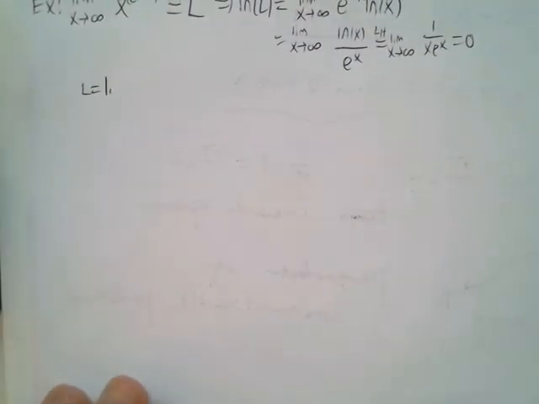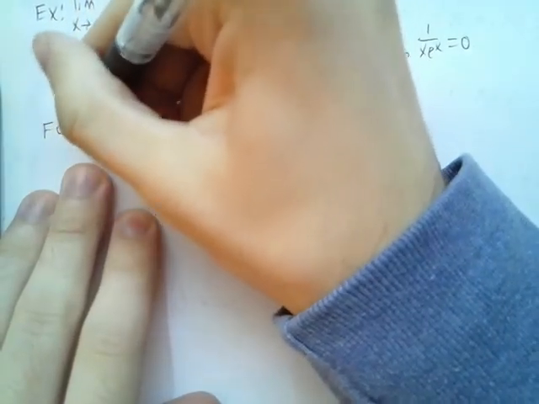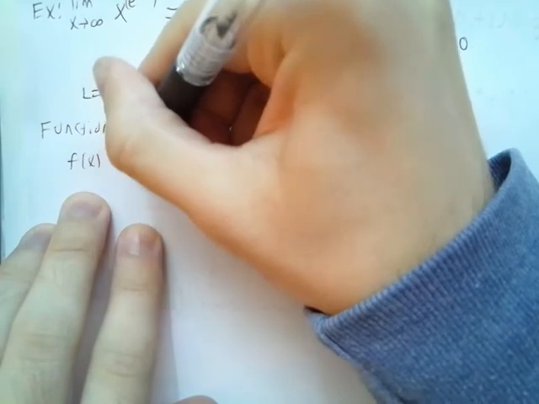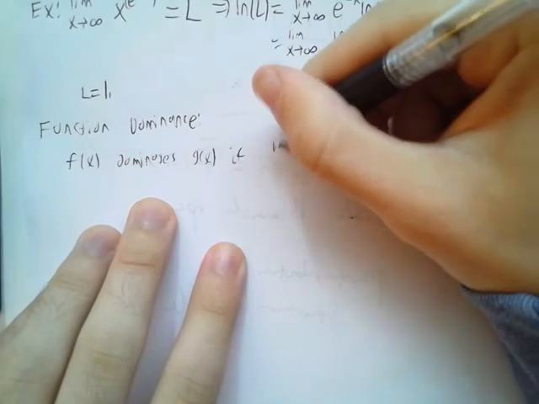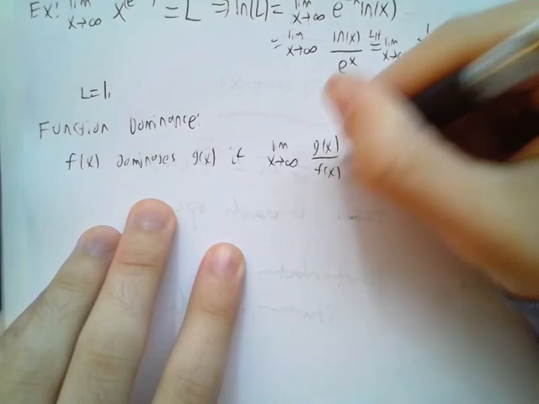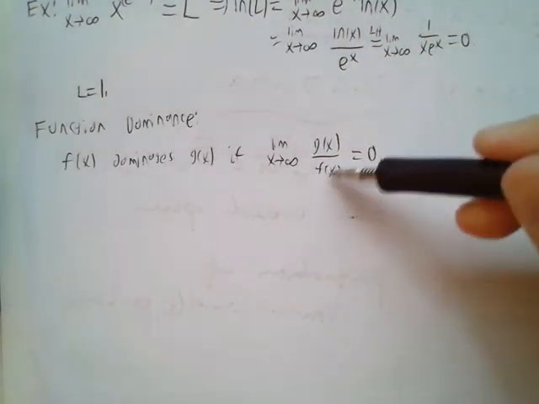So the last thing I want to discuss with regards to L'Hopital's rule is what's known as function dominance. So we say that f of x dominates g of x if the limit as x goes to infinity, g of x over f of x is equal to 0. So another way of putting this is that f of x is much bigger than g of x as x goes to infinity, because the denominator grows much more quickly, causing the limit to be 0.